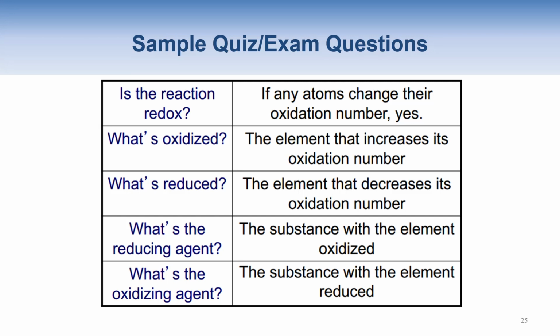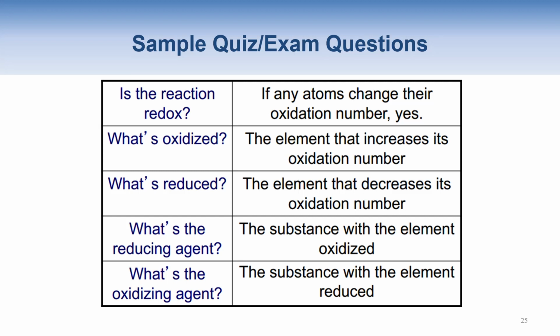So sample exam questions, you will be given a reaction. And one of the questions could be, is this a redox reaction? Well, in that instance, you'd have to calculate the oxidation numbers of each component of that reaction and determine if they changed. If they stayed the same, it's no. If they did change, it's yes.